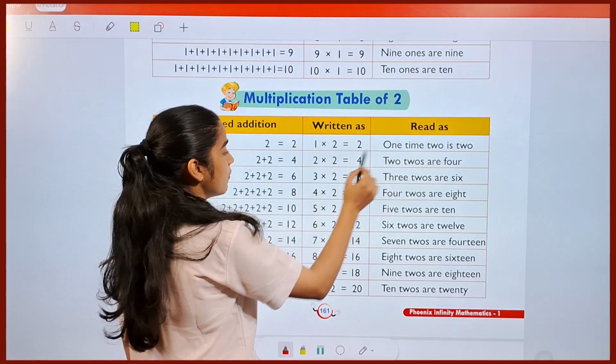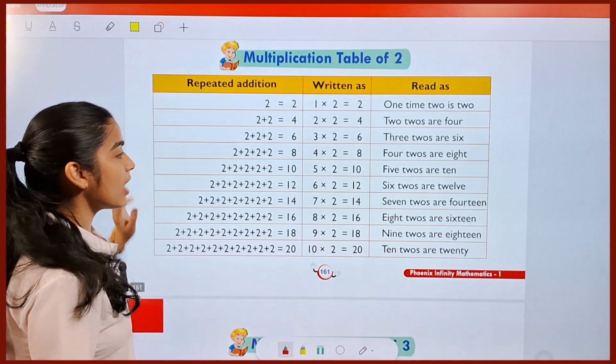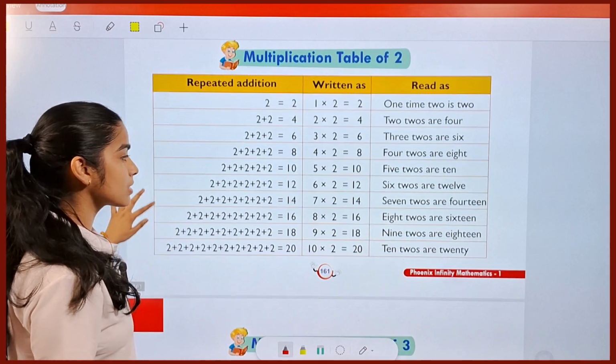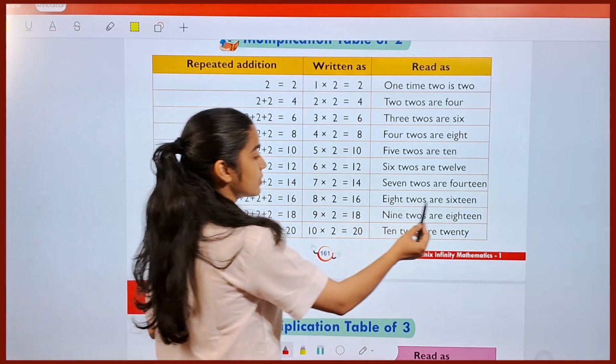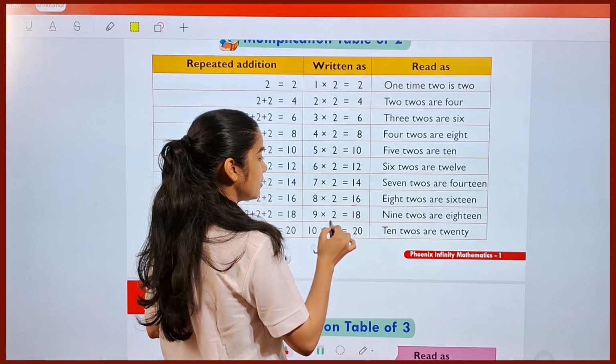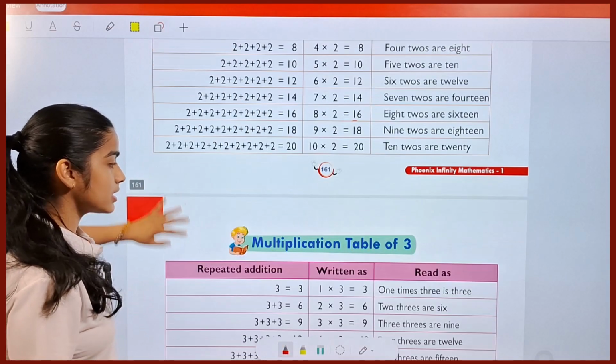2 2s are 4. 3 2s are 6. 4 2s are 8. 5 2s are 10. 6 2s are 12. 7 2s are 14. 8 twos are 16. 9 twos are 18 and 10 twos are 20. So this is the table of 2.